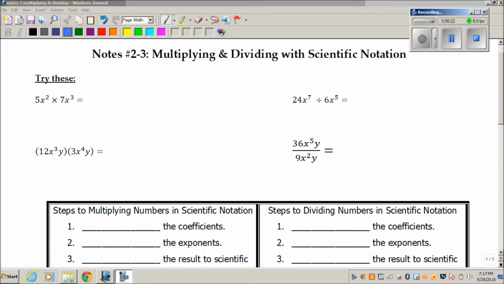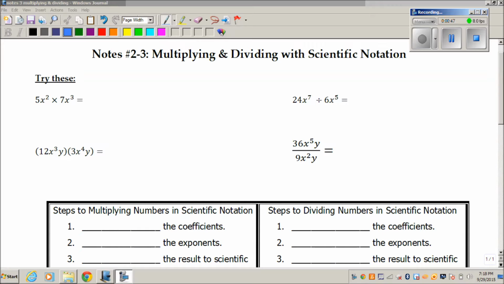notation. Before we do that, I have some exercises I'd like you to try that's really a review of what we did before when we were multiplying with exponents. We've got a few expressions here with numbers and variables, and practicing this is going to help us with multiplying scientific notation. So in the first example, we've got 5x squared times 7x to the third.